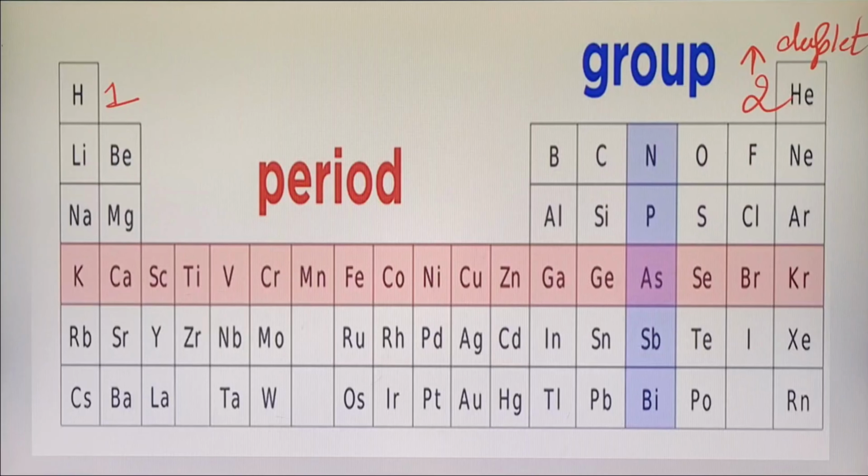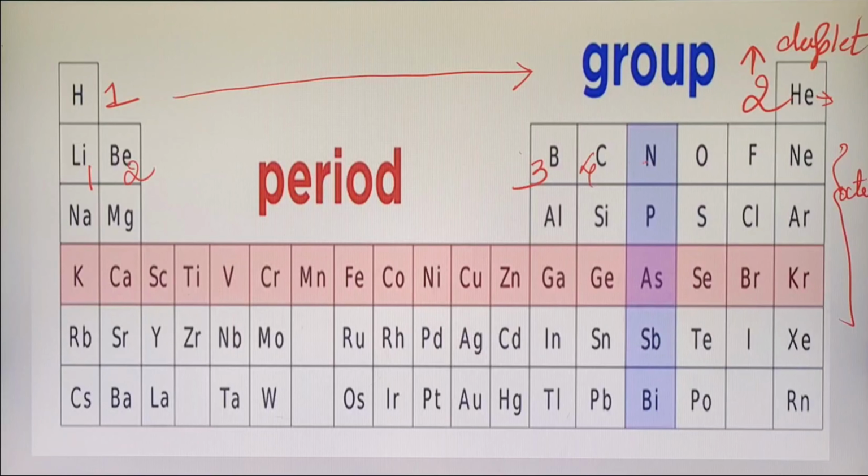So is this statement clear to you? Each element in the period will start with one electron, but as we move along a period, as we move horizontally, it ends either with a duplet or it ends with an octet. Yes or no, children? Okay, for example, lithium. Lithium will have one electron in its outermost shell. Beryllium will have two electrons. Boron will have three. Carbon 4, 5, 6, 7, 8.